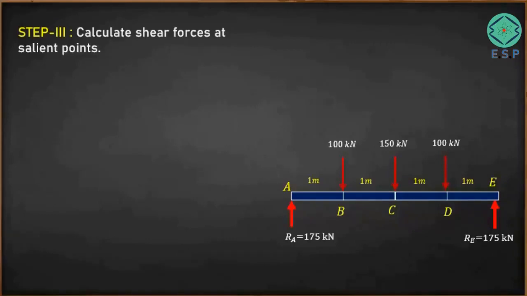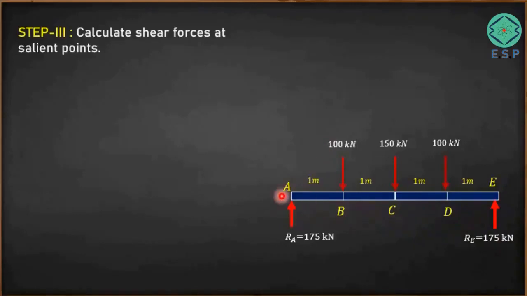Now how do we decide which points are salient points? Wherever there are forces acting on the points, those points are called salient points. So what is shear force? Shear force is basically a transverse force acting at a point of the beam. This RA of 175 is a transverse force and it will try to create shearing action at point A. So RA is a shear force. See, 100 kilonewton is a shear force. I have already covered shear force in the previous lectures. Kindly go through the basic understanding of shear forces.